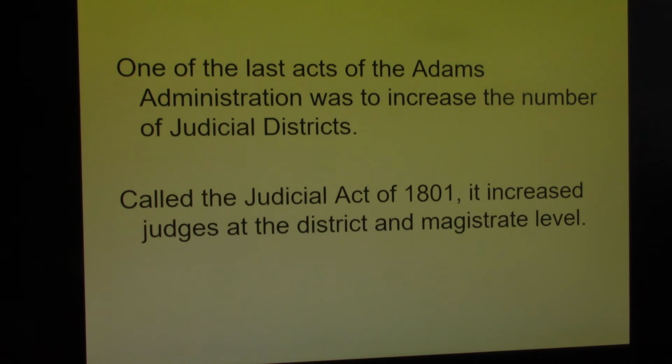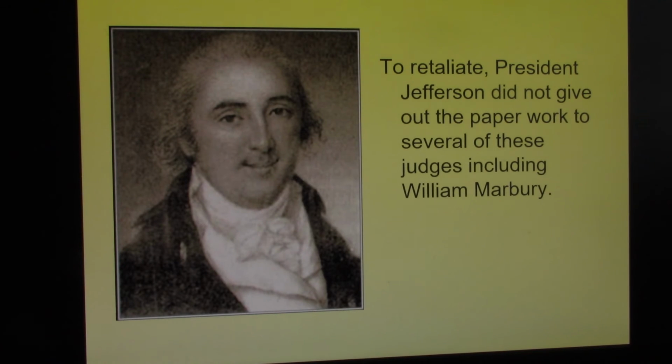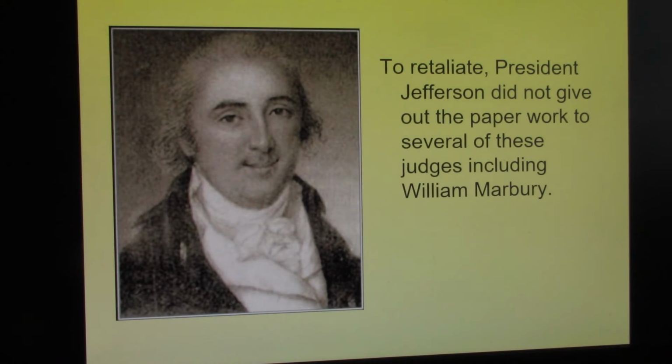In 1801, the Judicial Act is going to increase the number of judges on the district level and on the magistrate level. Now, to become a federal judge, it is a three-step process. Step number one, you have to be picked by the president. Step number two, you have to be confirmed by the Senate. Step number three, you have to get the piece of paper that says you are a judge.